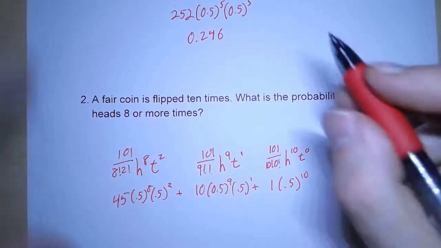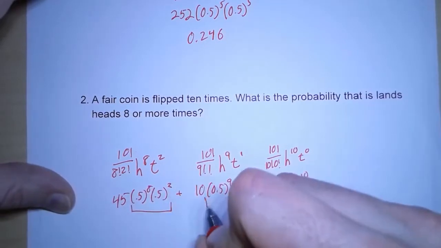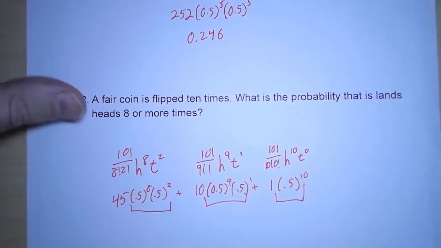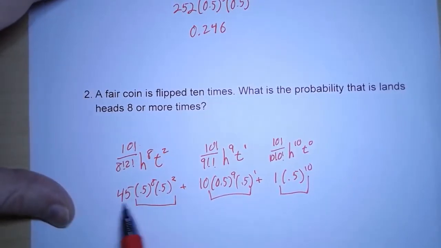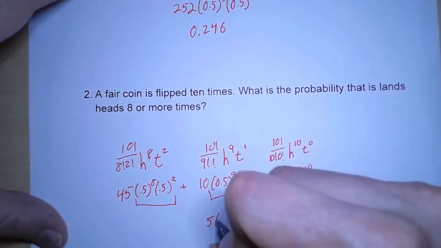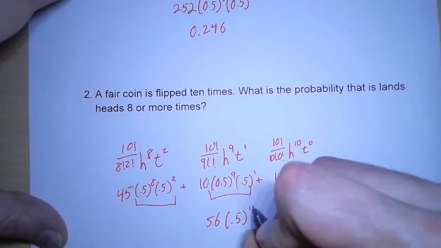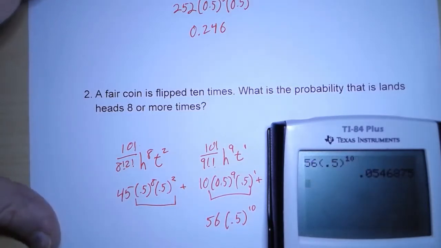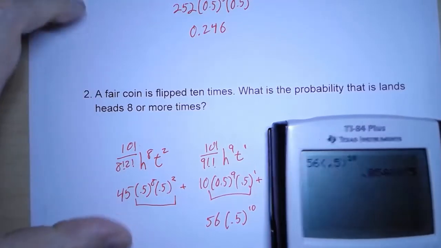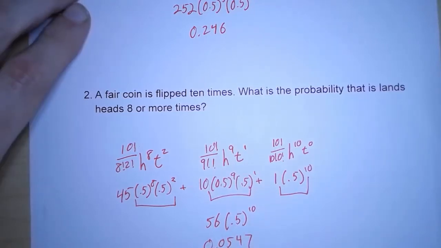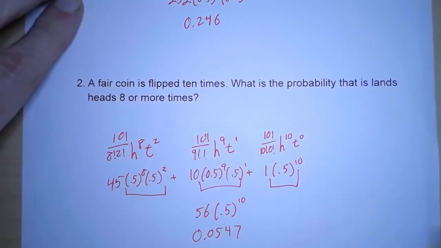Now, one thing to notice is that these three are all the same thing. We're just multiplying 0.5 ten times. So all we have to do is add up these coefficients. 45 plus 10 is 55, plus 1 more is 56, times 0.5 to the 10th. So 56 times 0.5 to the 10th power, and we get 0.0547. So there's our probability that it lands heads 8 or more times.